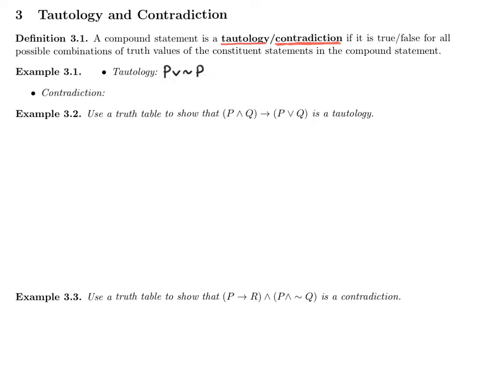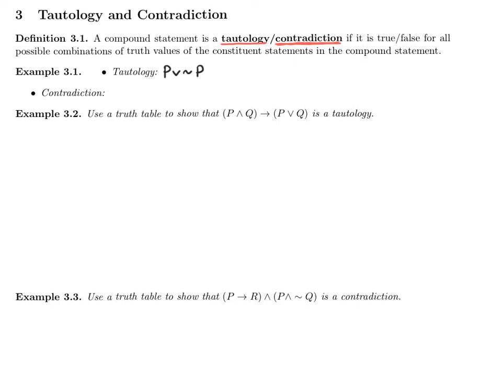And remember, with an or statement, the or statement is true when at least one of the two constituents is true. And because these two are the negations of each other, one of them is, of course, going to be true. So this is an example of something that is a tautology. It's always true. A contradiction is something that is always false.